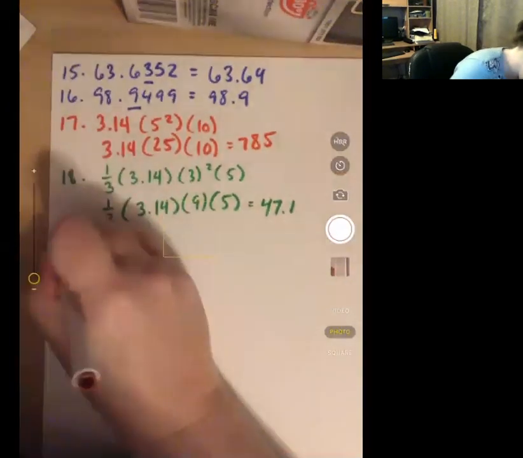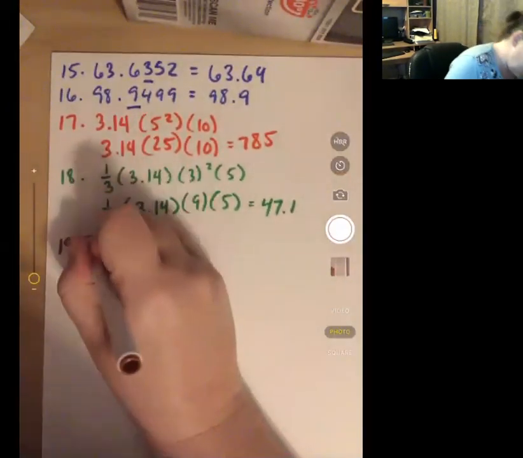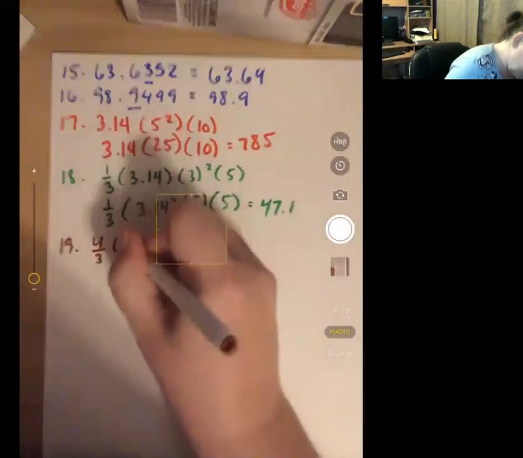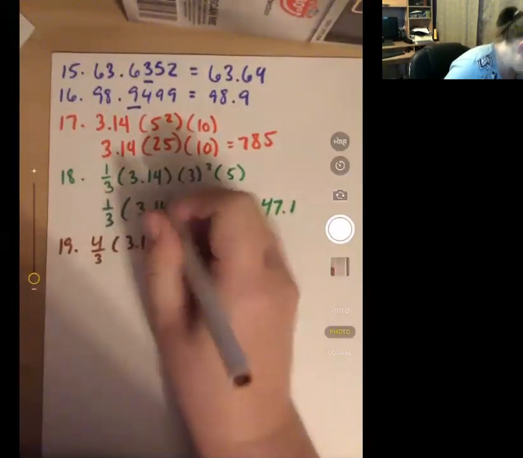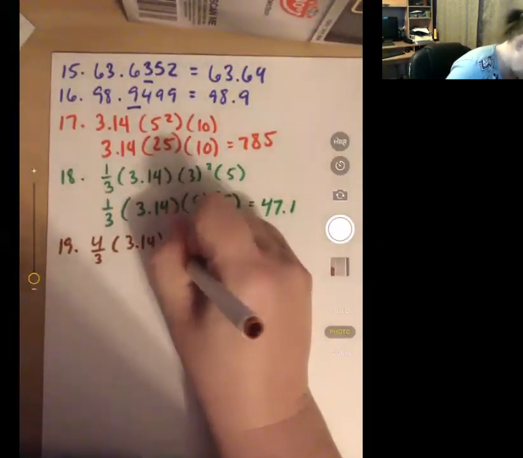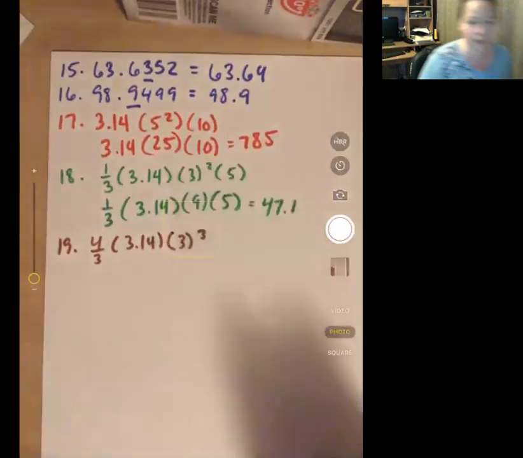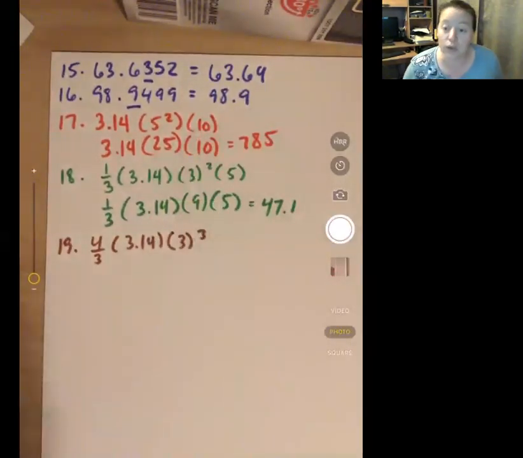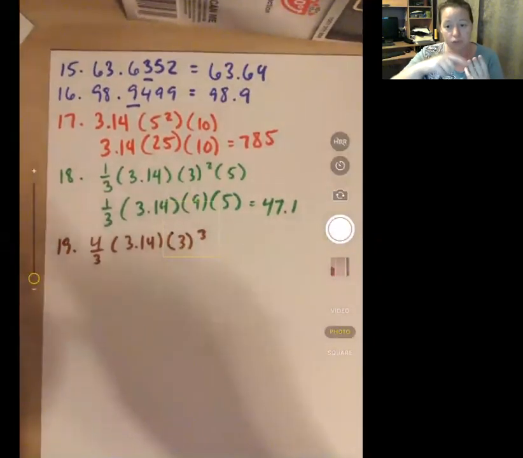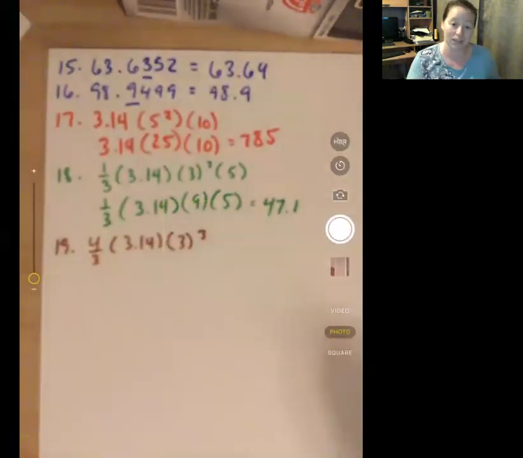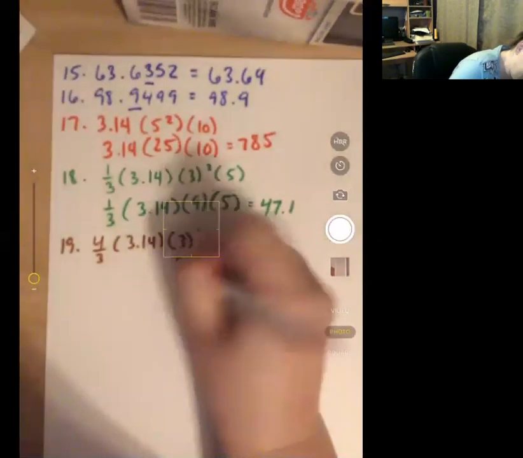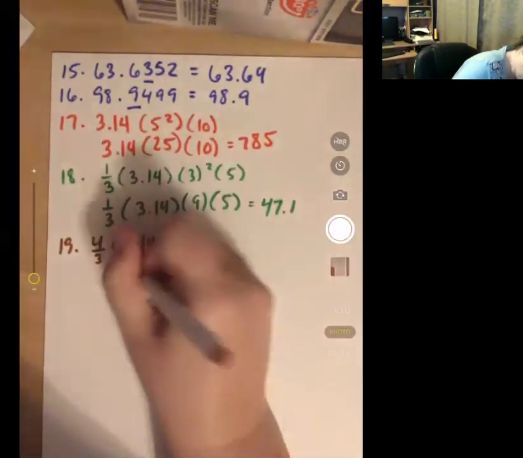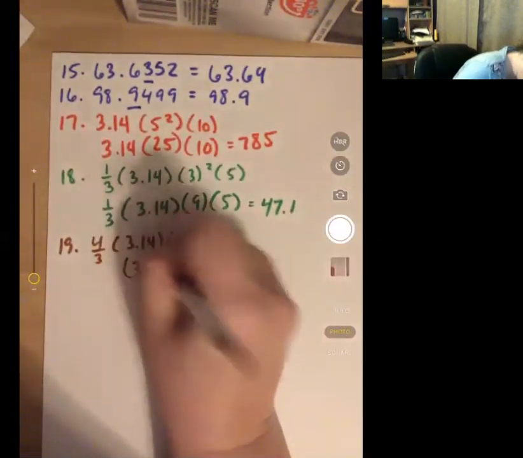Number 19. 4/3 times 3 14/100 times 3 cubed. Again, we don't have anything inside parentheses, so we move on to exponents. For our exponents, we have 3 cubed, which is literally 3 times 3 times 3. 3 times 3 is 9. 9 times 3 is 27. So we end up with 3 14/100.